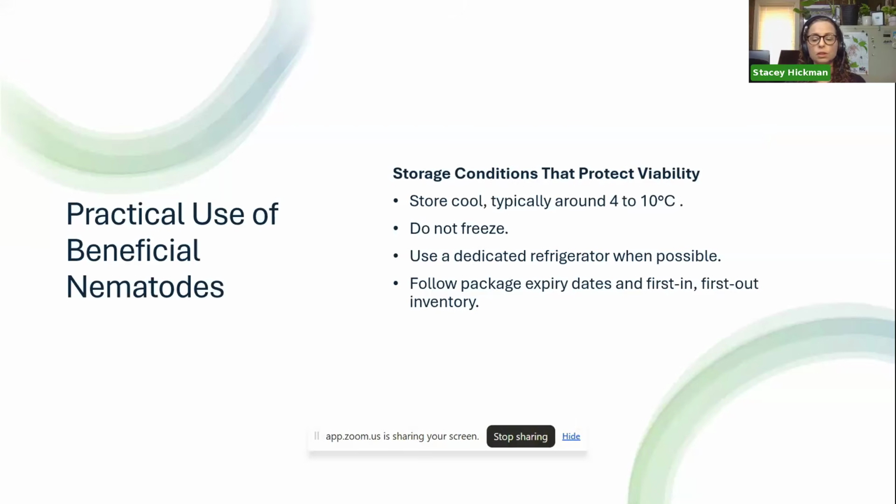Storage conditions. This is really important for protecting the viability. Nematodes need to be stored cool. The typical temperatures are between 4 degrees Celsius and 10 degrees Celsius. It can be very species dependent, so if you have a certain species, you need to know the ideal storage temperature. I just gave you a range of what you can use.